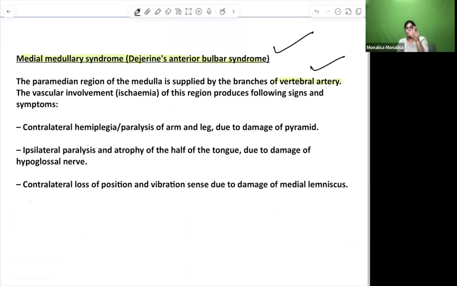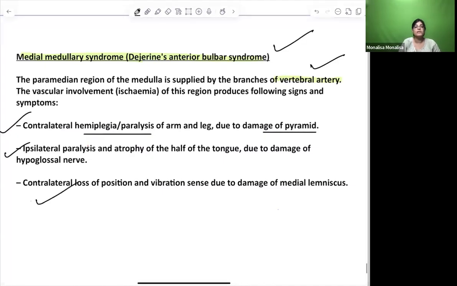Only three important features are there. The medial part of medulla is involved and three important structures are damaged. Hypoglossal nerve nucleus, which means the 12th cranial nerve, so all the muscles of the tongue are paralyzed. Contralateral hemiplegia because of corticospinal tracts paralyzed in the pyramid, and loss of position and vibration sensation because of involvement of the medial lemniscus. So these three signs and symptoms are present in Dejerine's or medial medullary syndrome.